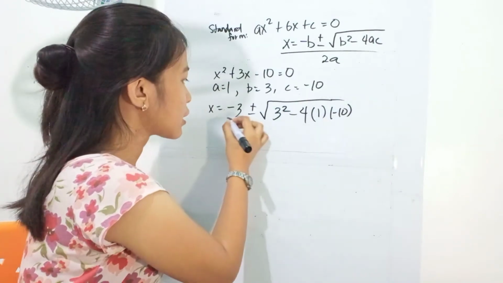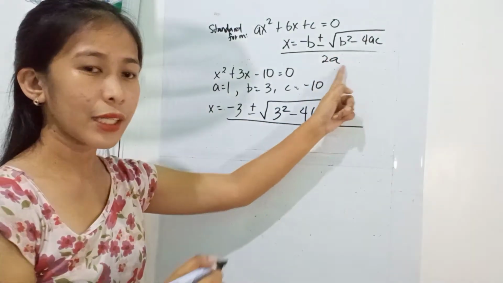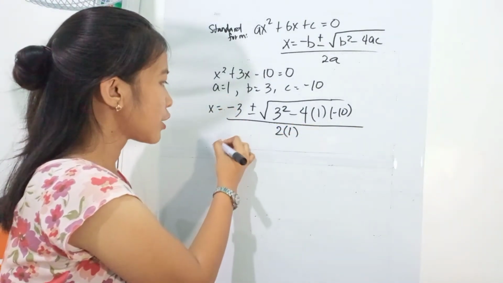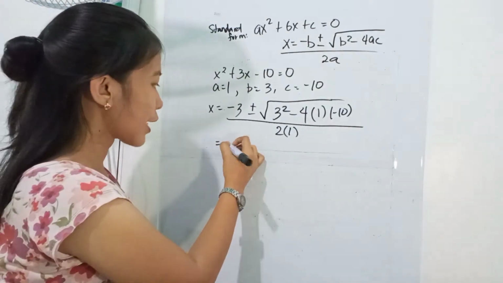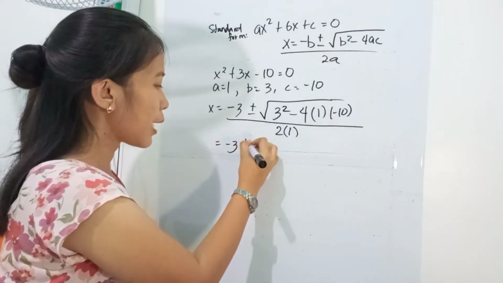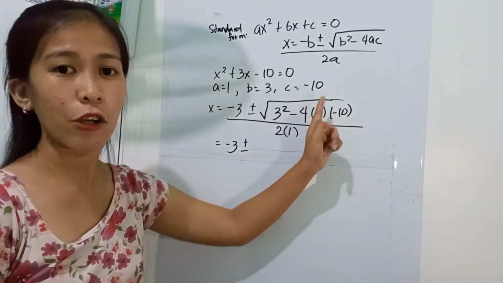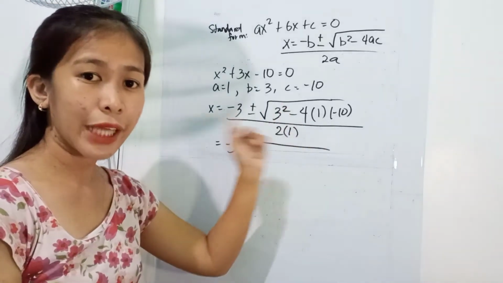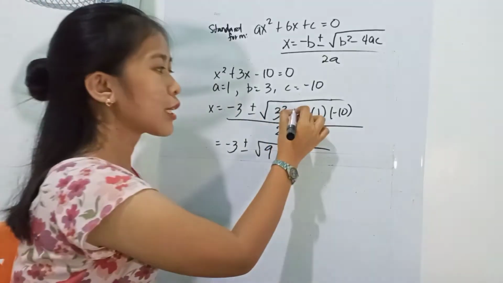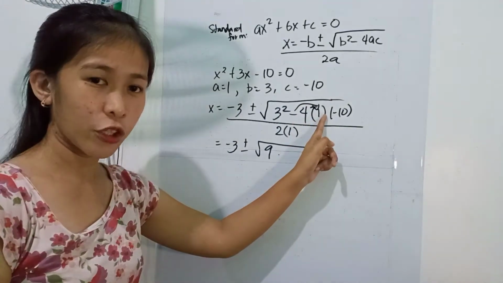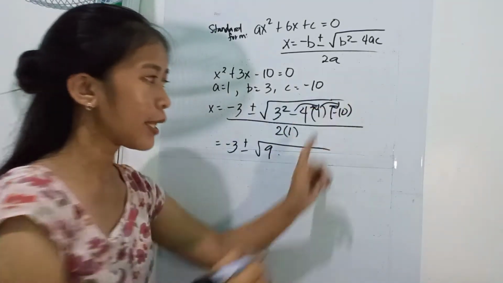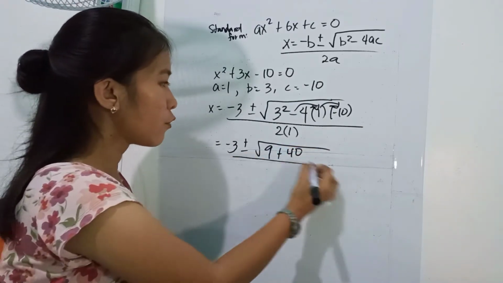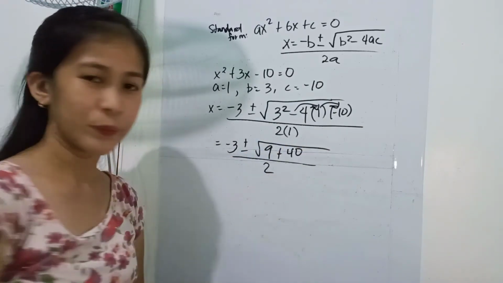Okay? And then right after that, overlap. 2 times a is 2 times 1. Okay? And then, you are just going to simplify. We have negative 3, ibaba lang. Plus and minus, ito muna yung isimplify nyo, nasa loob ng square root. Square root of 3 raised to 2 or 3 times 3, that is 9. Then, negative 4 times 1 is negative 4 times negative 10 is positive 40. So, magiging plus 40 yan. Over 2 times 1 is 2.